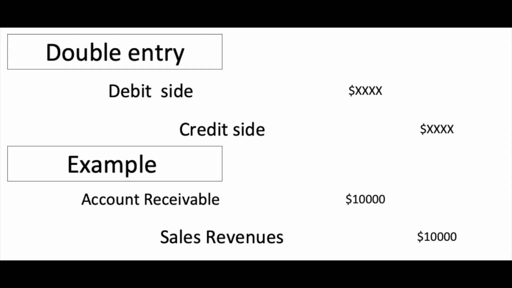When an accountant records a transaction, the transaction affects two accounts. One account will be on the debit side, or left side, and another account will be on the credit side, or right side. Double entry transactions always include a number on the debit side and the credit side. In addition, the total amount on the debit side should equal the total amount on the credit side for each transaction.